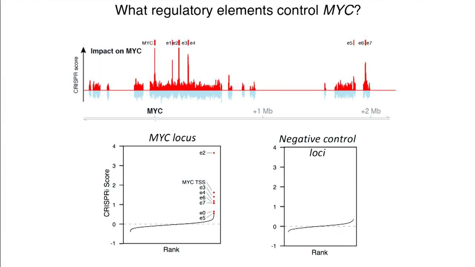I don't have time to tell you about all of the validation that we did, but we used single guide RNAs, validated that MYC transcription is reduced, as well as having an effect on proliferation. Each of these elements looks like an enhancer. It's marked by ENCODE as an enhancer. It's in open chromatin, it's conserved. And we also were able to get deletions for a subset of these elements, and those deletions cause a reduction in MYC expression.